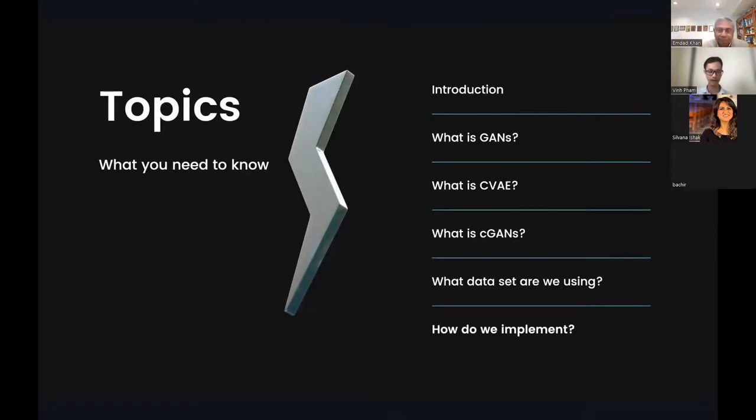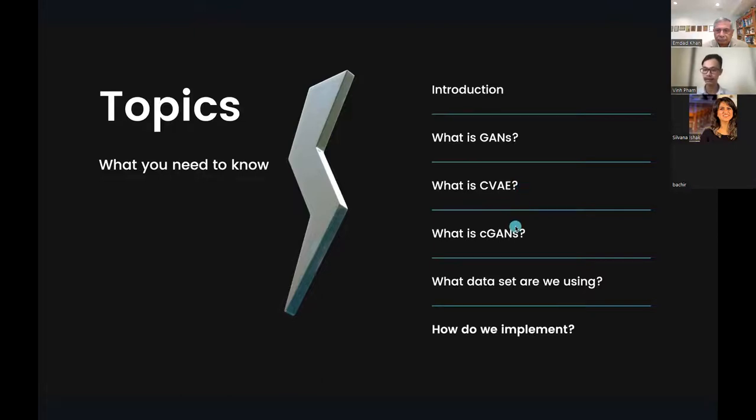So let's go with the agenda today. Today we will cover an introduction about the purpose of the topics, and then what GANs are, and the next topic is CVAE. CVAE is also known as conditional variational autoencoder.